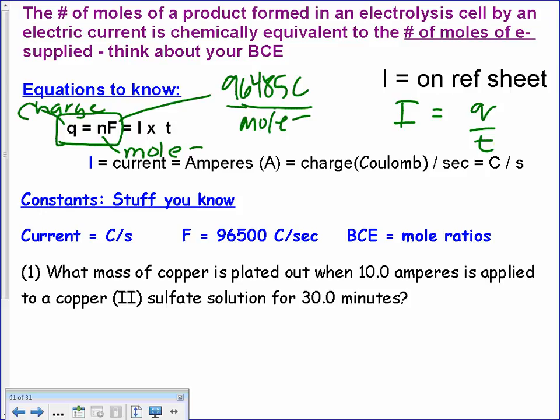I is Q over T. Now, that's just something that's going to help you see what I represents. If I is current, current is coulombs over, guess what time it is, guys? Seconds. Coulombs over seconds, that derived unit is amps.